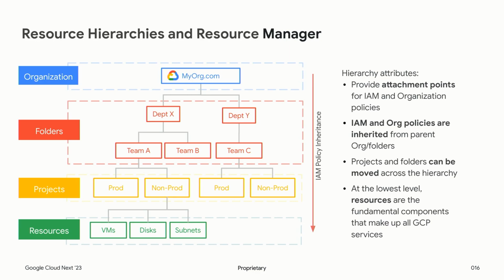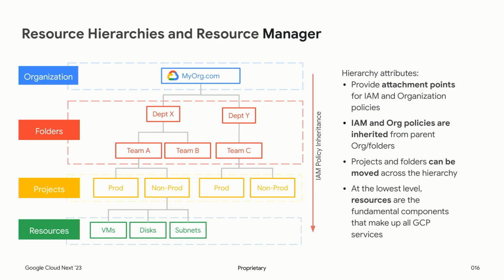Some of the things to consider when you're considering your resource hierarchy: it provides attachment points for IAM and for organization policies. There's this concept of inheritance, so it starts at the top and works down. Projects and folders can be moved across the hierarchy. And at the lowest level, resources are the fundamental components that make it up.